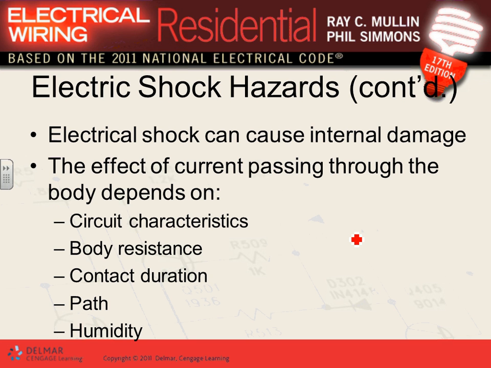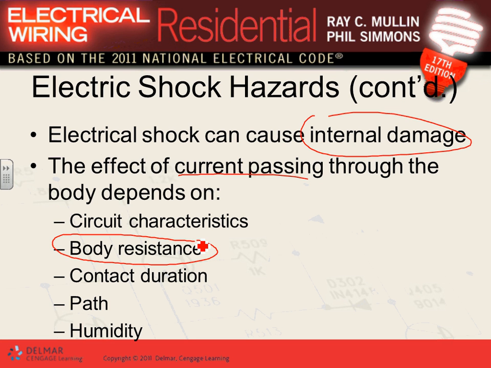This is a few things about shock hazard. A shock can cause internal damage. Here goes your lungs, here goes your heart. As the current goes through you, you are like a hot dog being fried if the current goes through you in the right location. The effect of the current will depend on your body resistance. Believe it or not, this is one advantage of being fat, because your resistance is higher, so less current. If you have more resistance, the current can't go through you fast enough, so your chance of survival is higher.